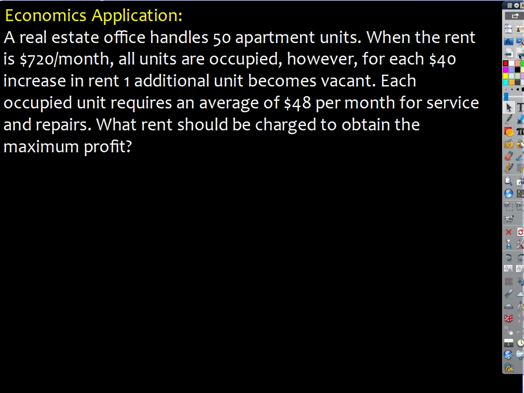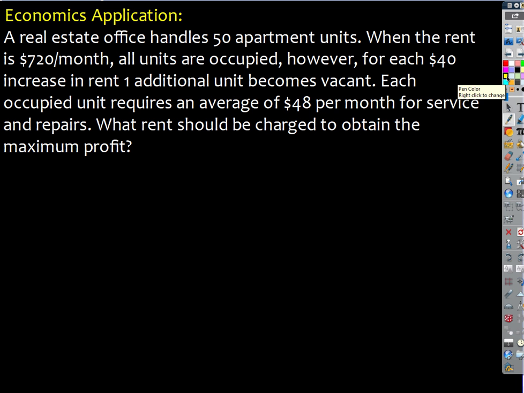All right, so here's what I want to do though. I want to look at a couple economics applications, because that's another really big application of optimization, right? Where we're trying to do things like maximize profit. Okay, so first of all, just really simple economics.